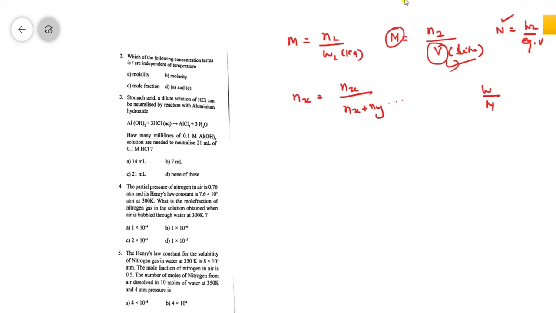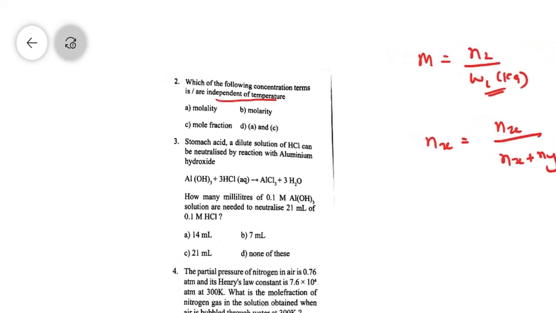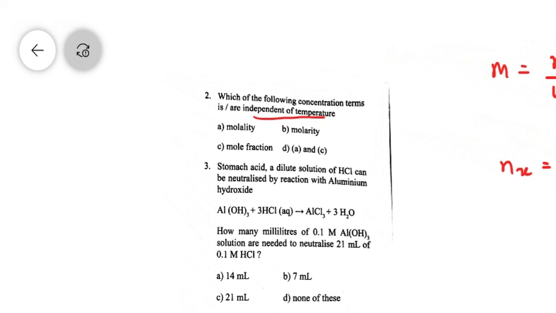But in case of molality, there is no volume term, only the kilogram and gram terms are there. In case of mole fraction, only the gram terms are there. There is no volume term. So the terms independent of temperature are molality, that is A, and mole fraction. Your answer is D.